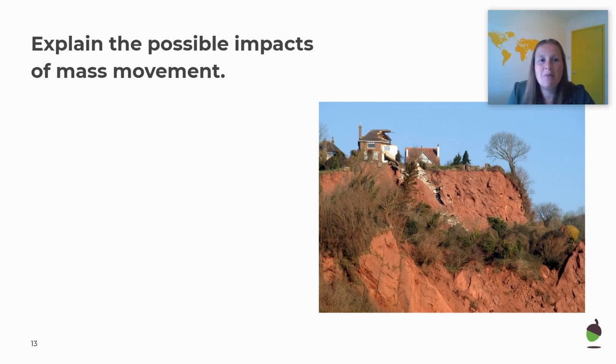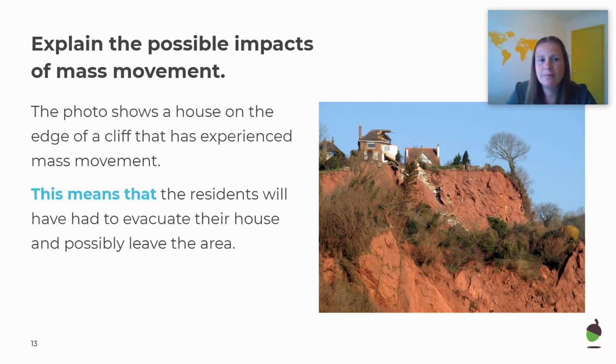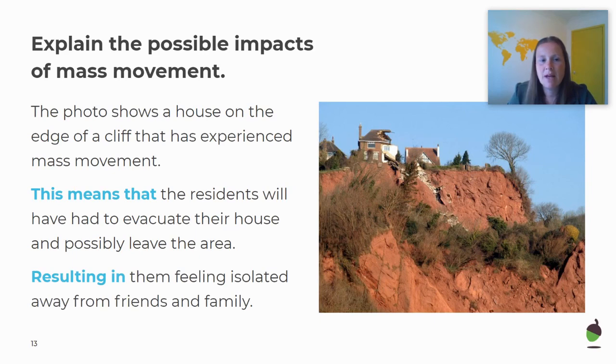If this was an exam question, it might be phrased like, explain the possible impacts of mass movement. So let's have a look what we can do. The photo shows a house on the edge of the cliff that has experienced mass movement. This means that the residents will have had to evacuate their house and possibly leave the area, resulting in them feeling isolated away from friends and family.